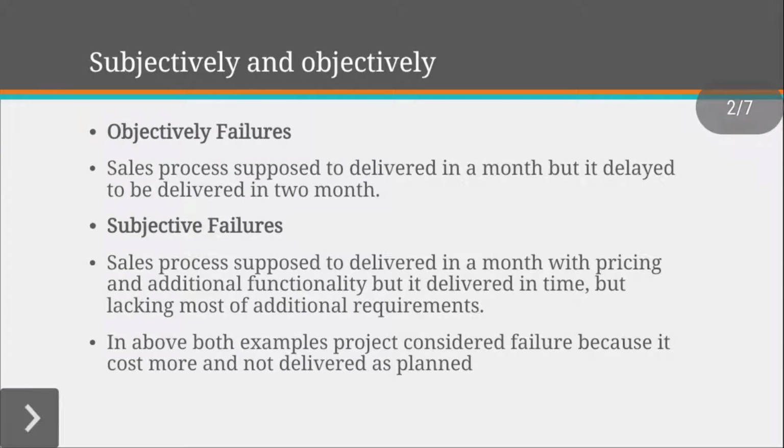Objective failures. For example, we decided to implement a project in a month, and after a month we delayed for another month or another year or another 6 months, for example. So our objective is not achieved in a month, so we can call it a failure because we end up spending more resources on a project and we planned not quite rigorously enough. So our objective is failed.